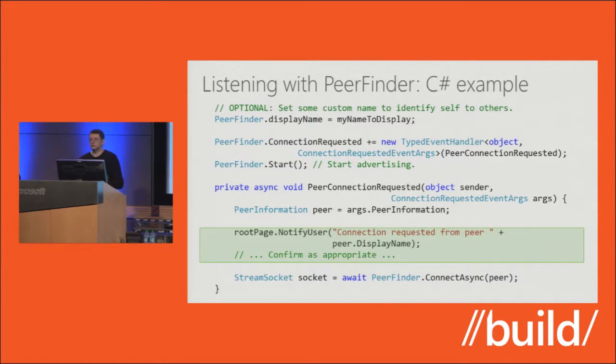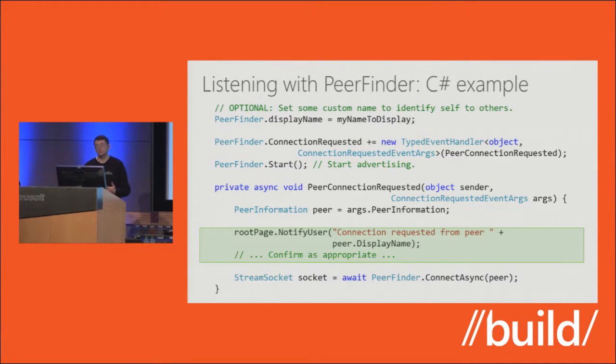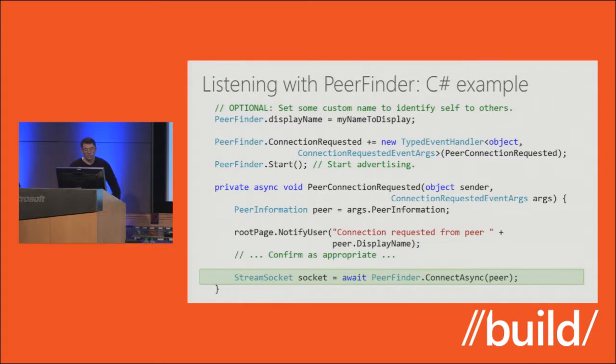Contrast this with the tap experience, where if you look at the presentation from last year, there was no such confirmation because this was a physical action. I have to come within 4 centimeters, and it's the physical proximity that's the evidence that you actually want to accept. But here, since it could be anywhere in the room and I may or may not know you, in this example, there's a specific confirmation step. And so that's what the display name is for. And then finally, we tell the peer finder to connect to the peer. Again, we pass back in the selected peer information object, and we get back a socket. At that point, we've got a connected socket, and we can go on with the actual game. So that's the listening side.